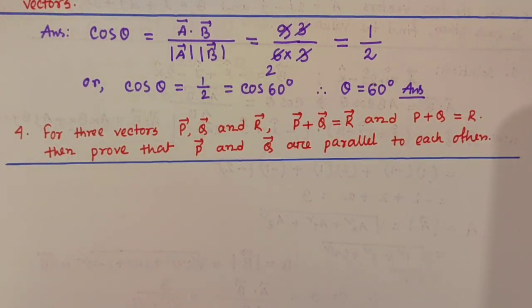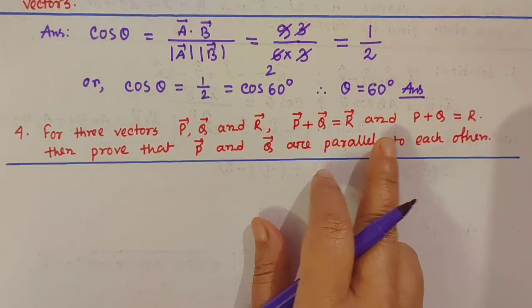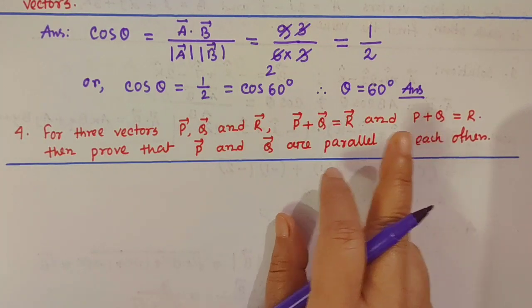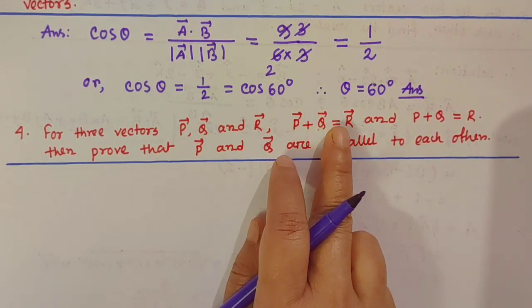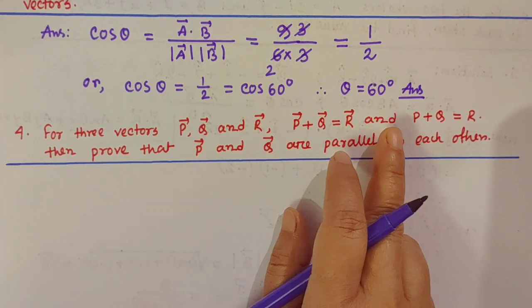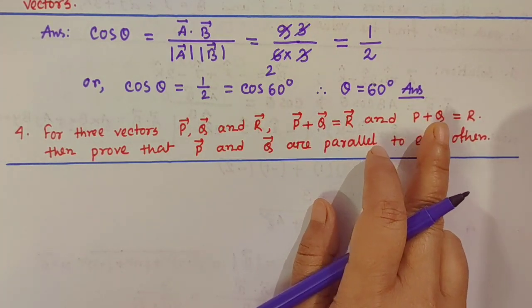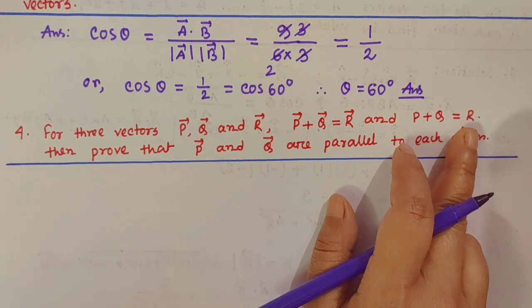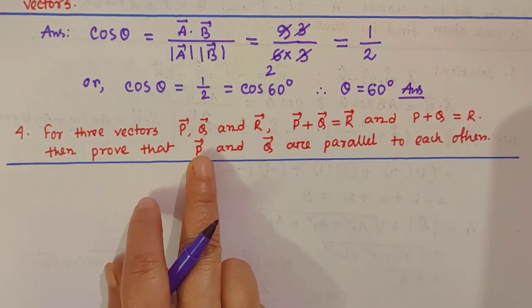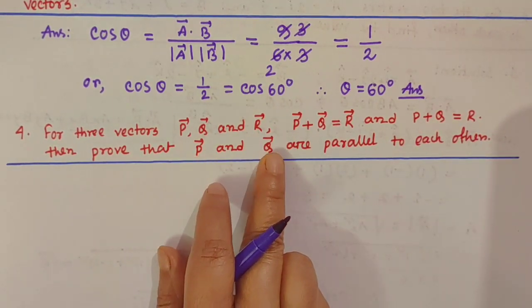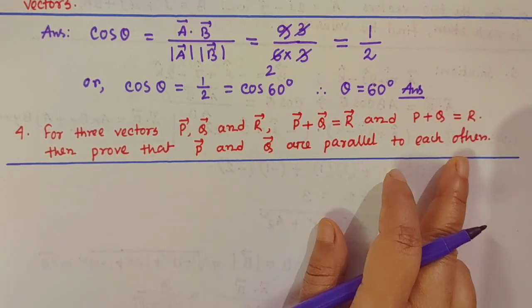For three vectors P, Q and R, vector P plus vector Q is equal to vector R, and the modulus of P vector plus Q vector is equal to R. Then prove that vector P and vector Q are parallel to each other.